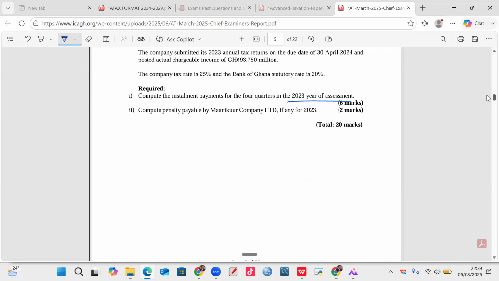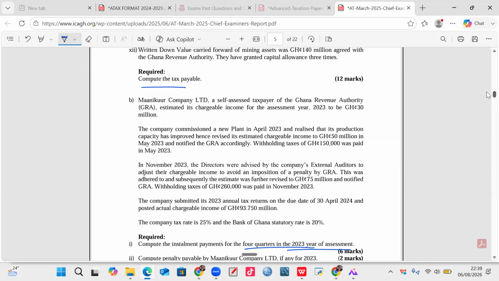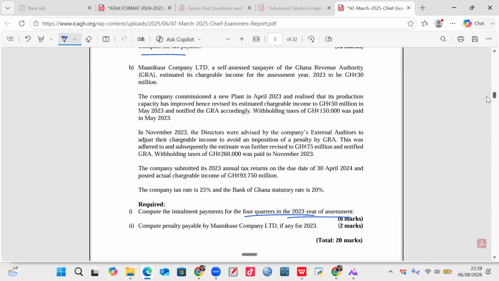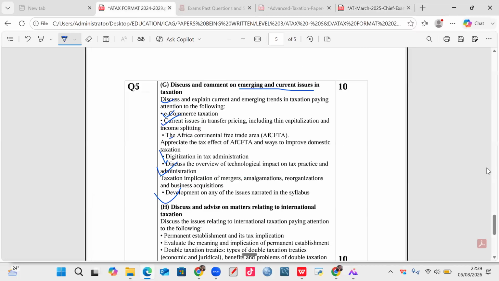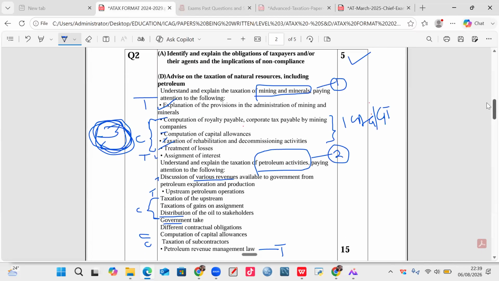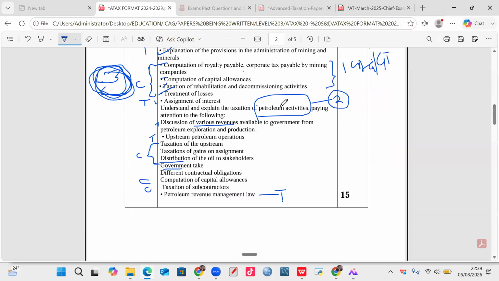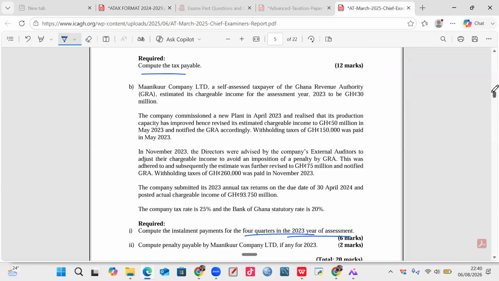Yeah, question 2B, right? So if it is 4 quarters for the year of assessment, what is it about? Monetary complaint is a self-taxpayer of the GRA. The company committed new plants, and this. Okay, it should still fall within the scope. Complete the penalty by this company limited, if any. Let's see question 2. They should all be within the scope. If it's a petroleum company, they can bring in the tax or whichever one, they can bring it in. Okay, they can bring it in.